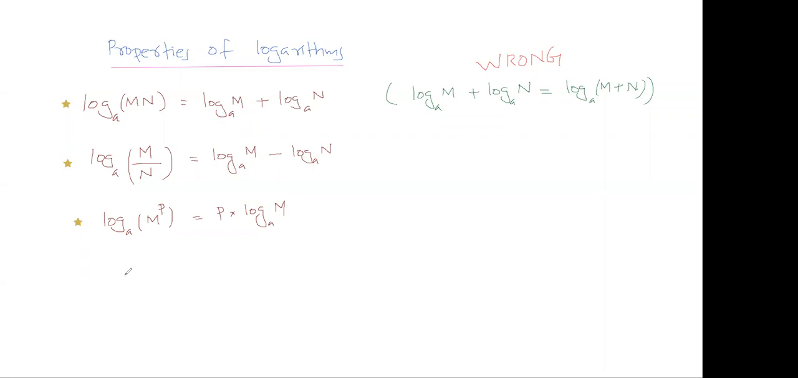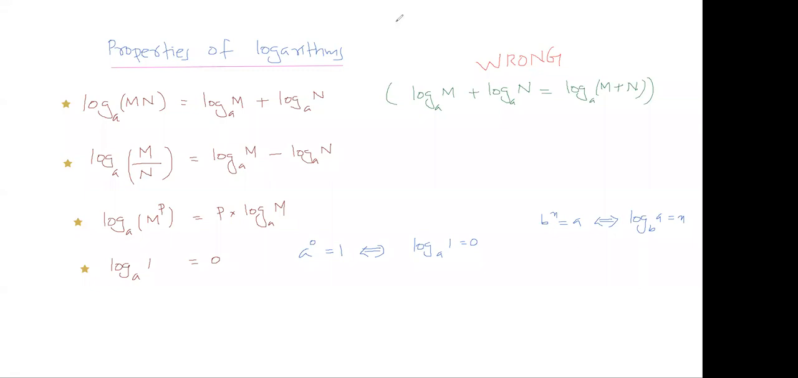Now, logarithm of 1 with any number as base is always 0. The reason is that any number to the power 0 is 1. So this is the exponential form. The logarithmic definition is: if b to the power x is equal to a, then we can say logarithm of a to the base b is equal to x. So here we can say that logarithm of 1 to the base a is equal to 0. That means logarithm of 1 with any number as base is always 0.